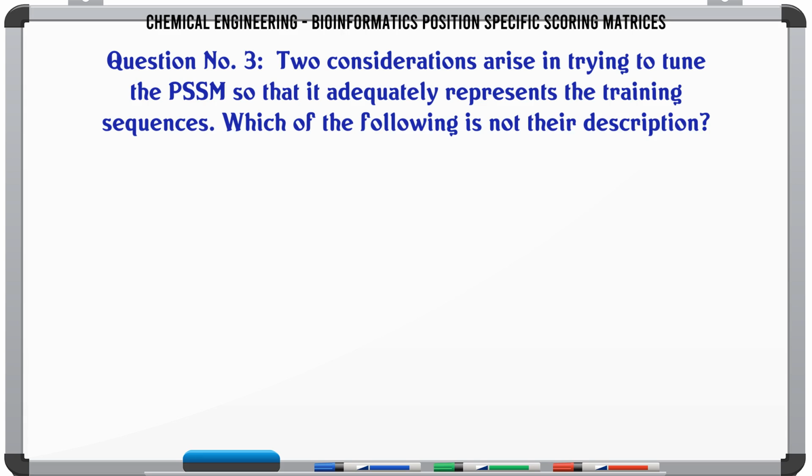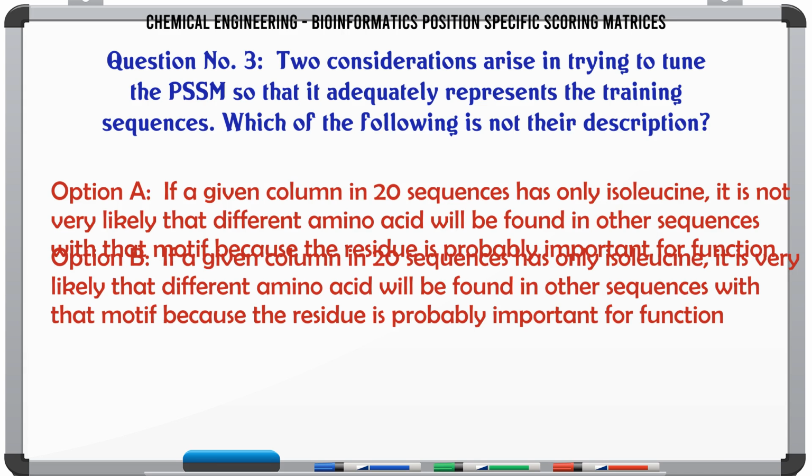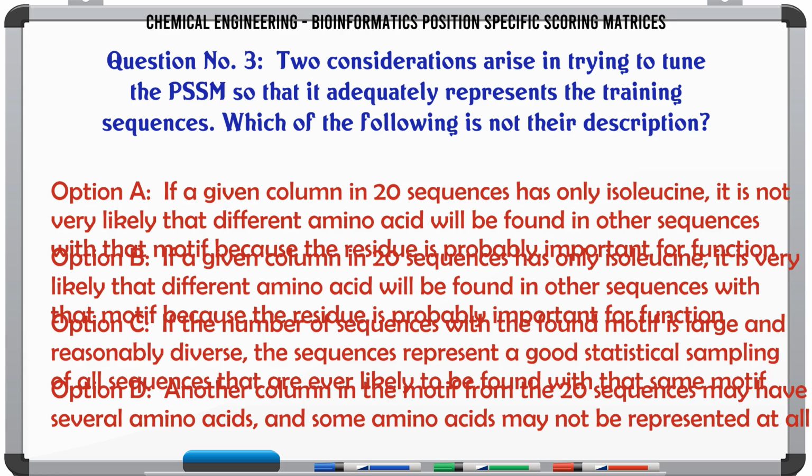Two considerations arise in trying to tune the PSSM so that it adequately represents the training sequences. Which of the following is not their description? A. If a given column in 20 sequences has only isoleucine, it is not very likely that a different amino acid will be found in other sequences with that motif because the residue is probably important for function. B. If a given column in 20 sequences has only isoleucine, it is very likely that a different amino acid will be found in other sequences with that motif because the residue is probably important for function.